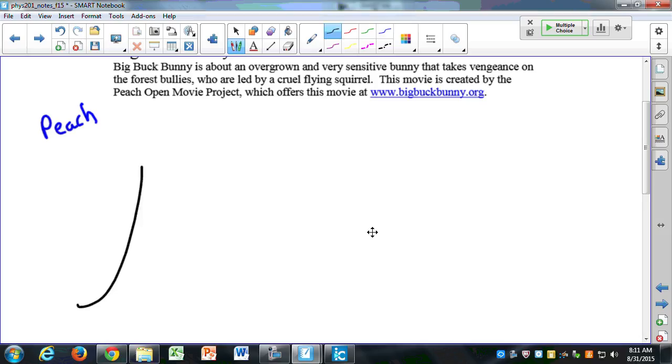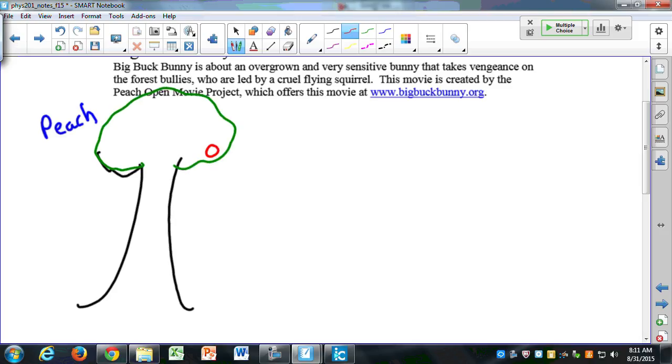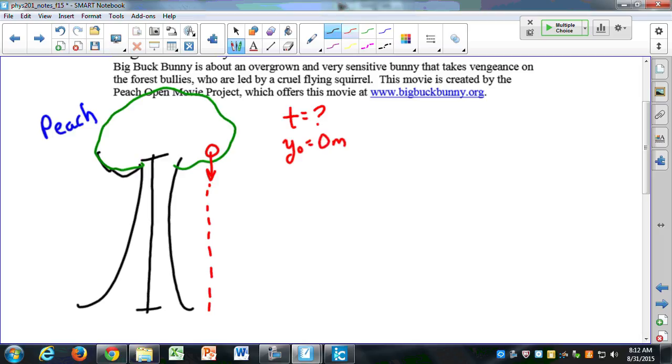So here's our tree. We have this apple or peach or whatever, and it falls down. We don't know the time that it falls, but we can estimate the distance. So we know that y naught is equal to 0. It looked to me to be a pretty tall tree. I thought maybe 50 to 60 feet, maybe you'd say a little bit smaller than that. But I'm going to say the final position is about 50 or 60 feet. That's about 20 meters.